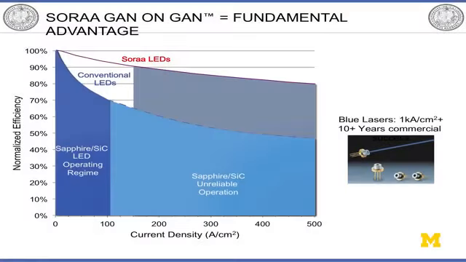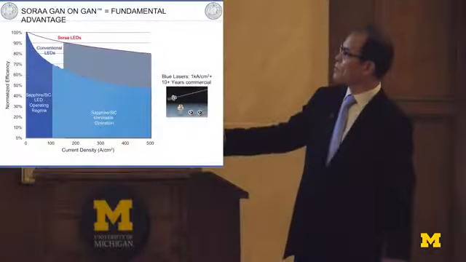The big advantage of solar LEDs is that we can increase the current density. With conventional blue LEDs, as we increase the current density, the efficiency becomes smaller. It's called the droop. This is an interesting problem. We cannot solve this problem.